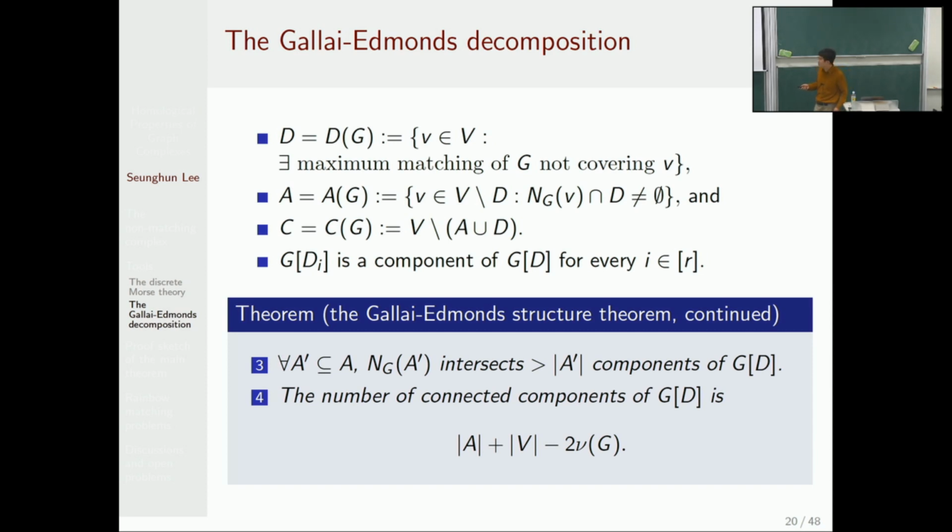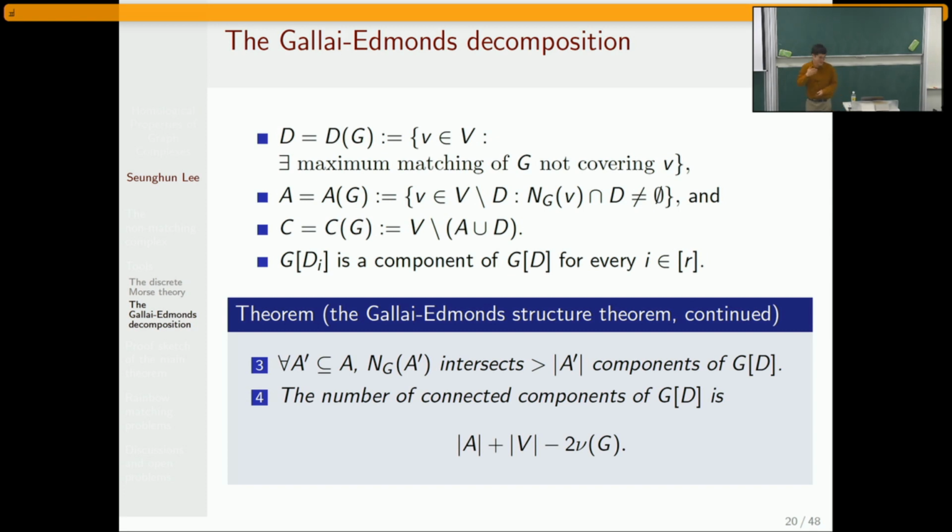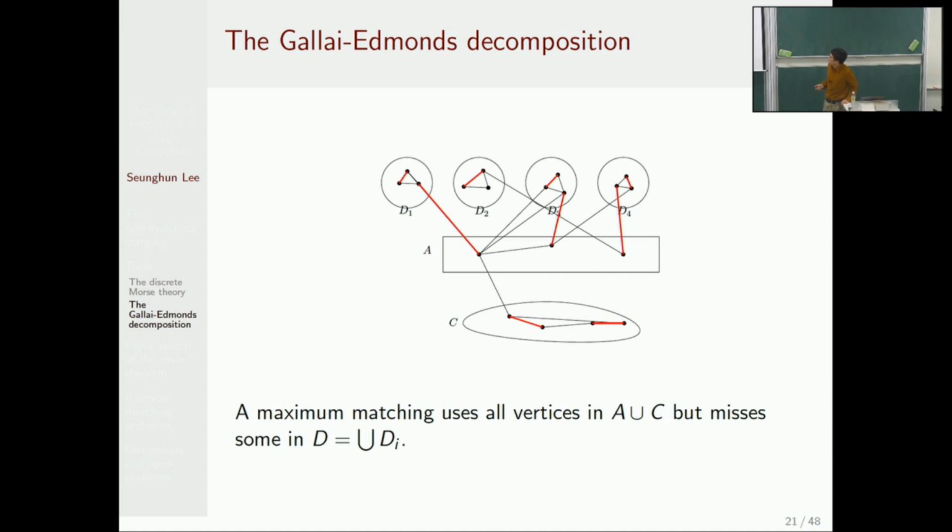The condition is that A prime has to be non-empty, sorry. I'll just show a brief example so you can easily see that. This is a Gallai-Edmonds decomposition of the given graph G, and this red edge describes the maximum matching in the graph G. We can see that all the maximum matchings should use A and C, and for all the vertices in this D part, there is a maximum matching which misses that vertex.